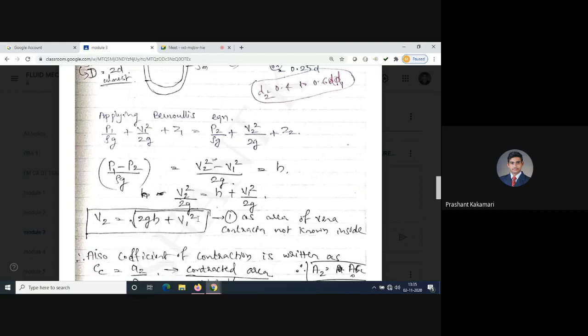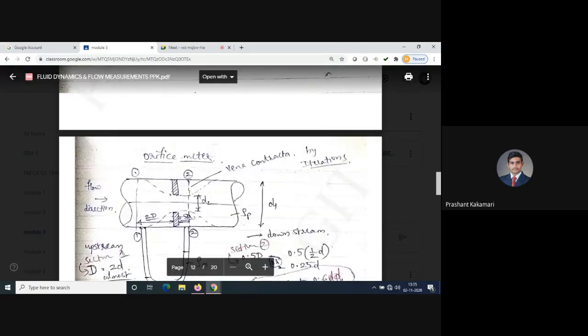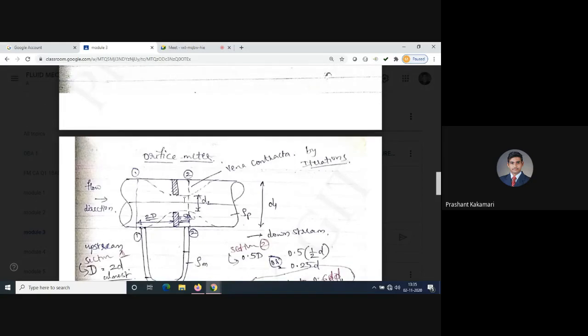Then what we can do is find one more relation, that is the coefficient of contraction for the orifice meter. In this orifice meter, the first thing is we know the area of the opening, A0, but the area at the vena contracta point, at section 2, we don't know what D2 or A2 is at the vena contracta.